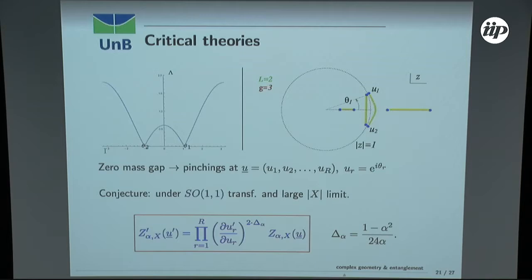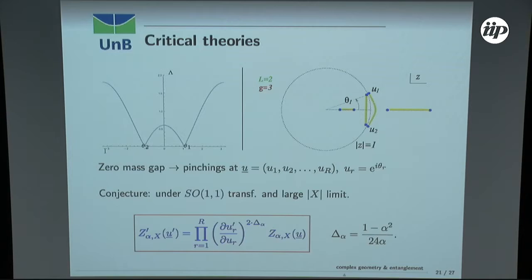Now comes the study of critical theories. And now what happens in the critical theory? There appear these Fermi points here, like these two. It can also be the case that there is only one Fermi point. But in terms of this Riemann surface, this is the same as the appearance of this kind of pinching. I mean, the roots of my equation that defines the surface start to pinch like that, and they pinch in this unit circle. So in this case, I can label U1, U2, and so on by these pinching points.